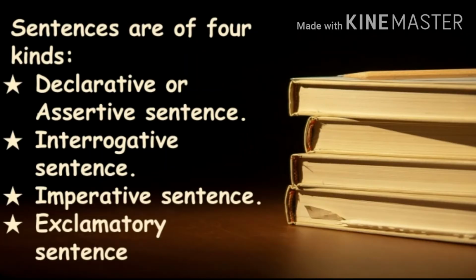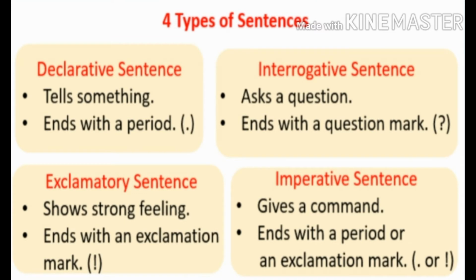Well, now let's focus on the 4 different kinds of sentences, which are declarative or assertive sentence, second one interrogative sentence, third one imperative sentence, and fourth one exclamatory sentence. Now let's look at the 4 types of sentences and its functions. Okay, the first one, declarative sentence. Declarative sentence tells something or states something which ends with a full stop, which means a period.